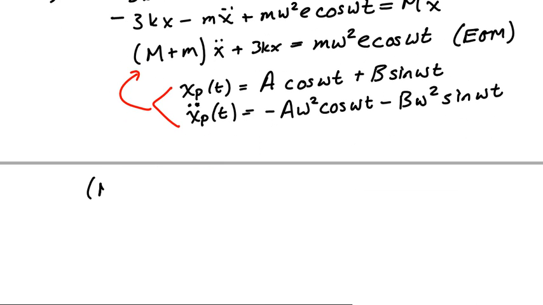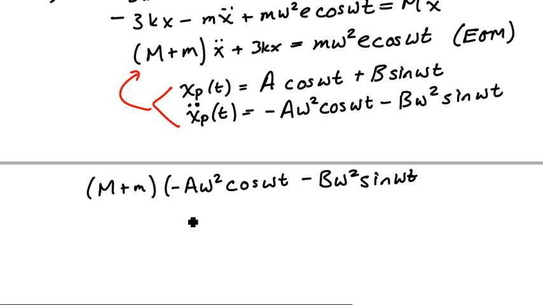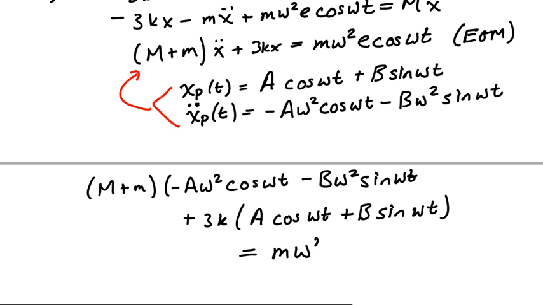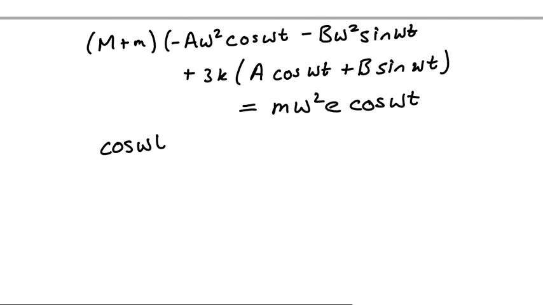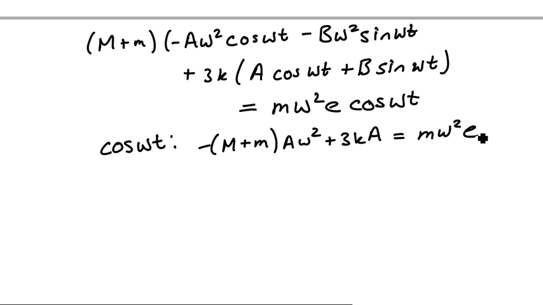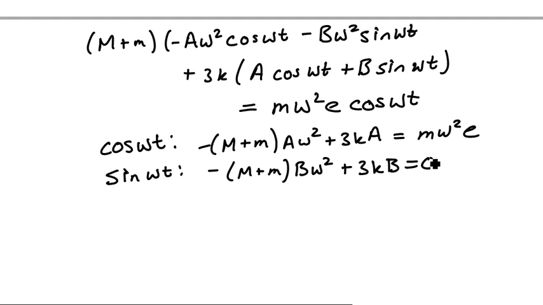If I do that, I get that quantity M plus m times x double dot, which is minus A omega squared times the cosine of omega t, minus B omega squared times the sine of omega t, plus 3 times k times x, which is A cosine omega t plus B sine omega t, is equal to m times omega squared times e times the cosine of omega t. I can then collect like terms. Pulling out things multiplying cosine omega t, I have minus quantity M plus m times A omega squared plus 3 times k times A is equal to m omega squared e. And pulling out terms multiplying sine of omega t, I get minus quantity M plus m times B omega squared plus 3 times k times B is equal to 0.